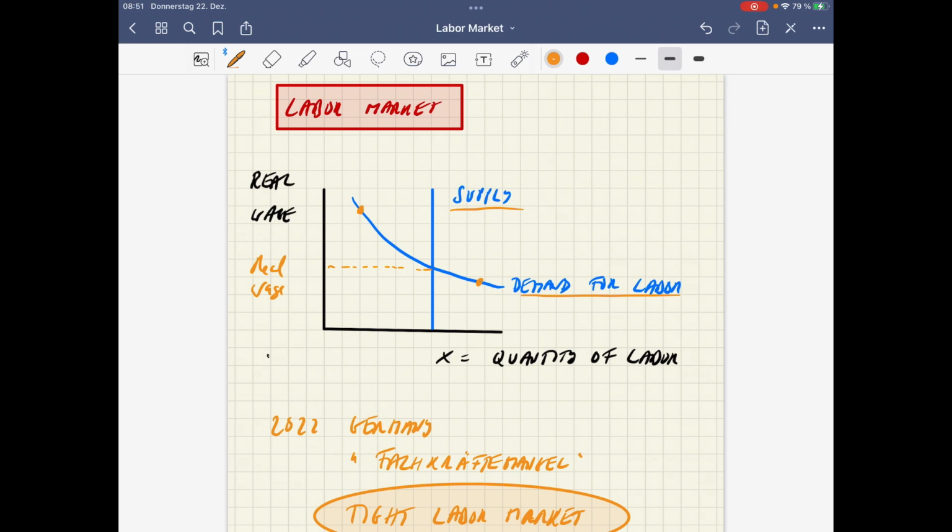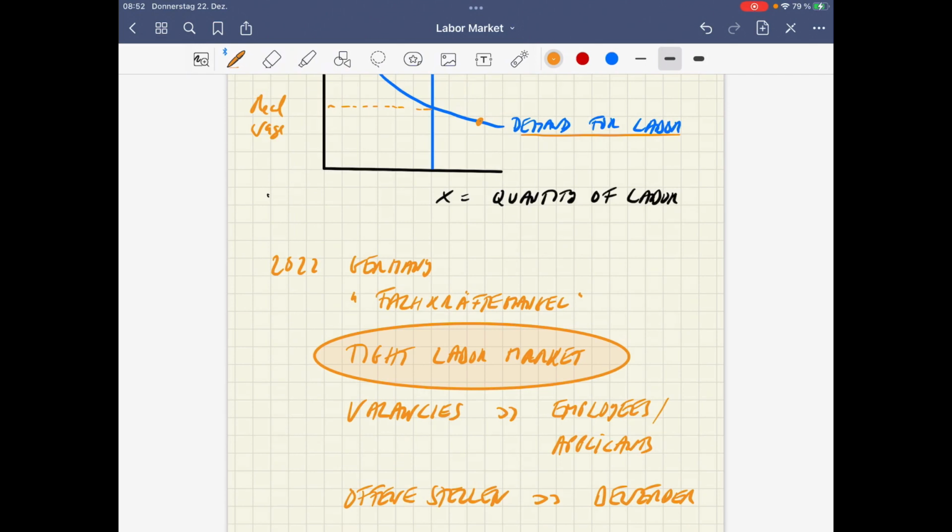What we do see in Germany under the label Fachkräftemangel is a so-called tight labor market, and that's what you do not only see in Germany, we also see that even to a higher extent in the US, a tight labor market. What is a tight labor market? This means that there are more vacancies than employees and applicants, right?